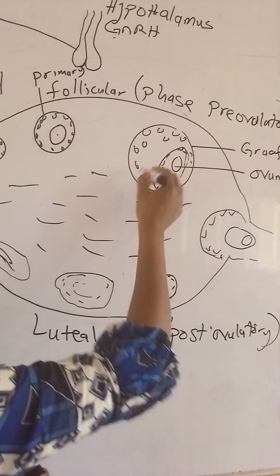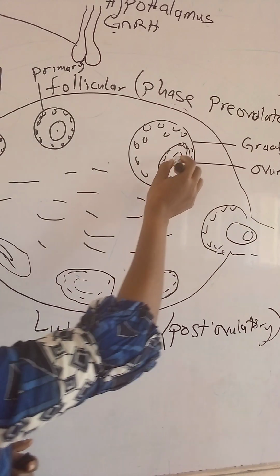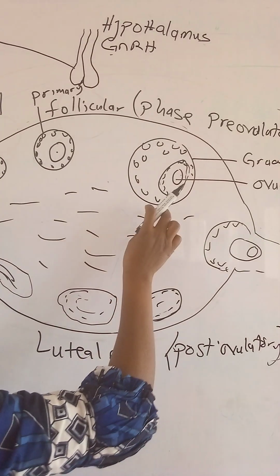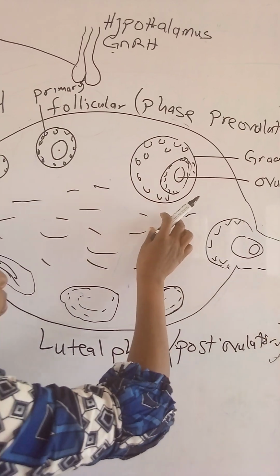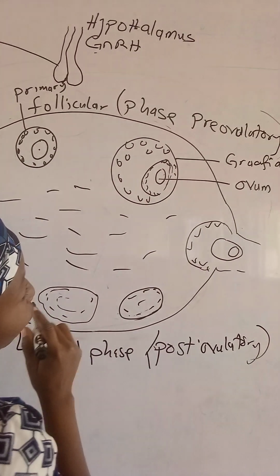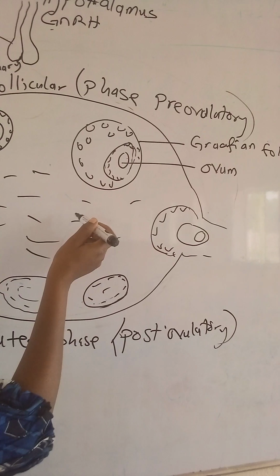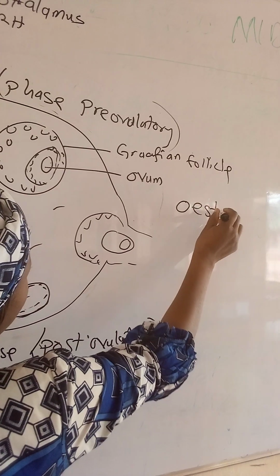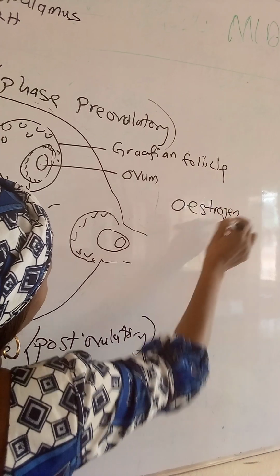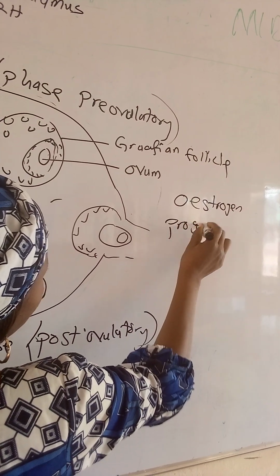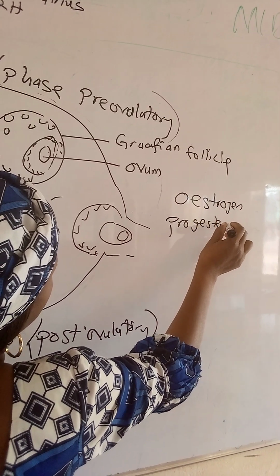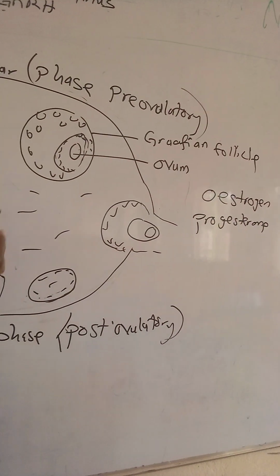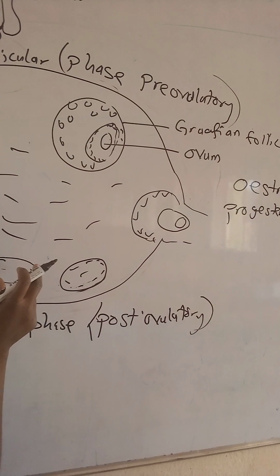So looking at it, the follicle also functions in releasing its own hormones, that is estrogen and progesterone. So these are the ovarian hormones that are secreted by the follicles of the ovary.